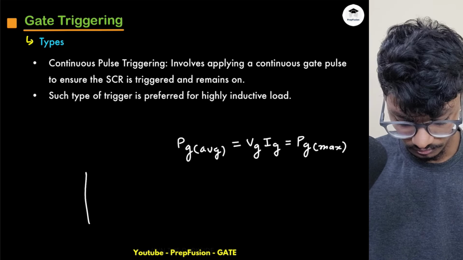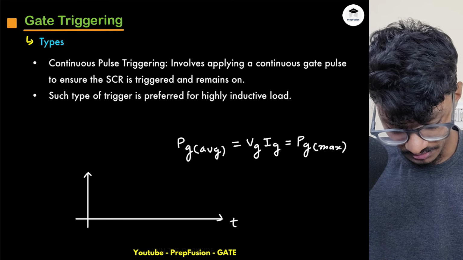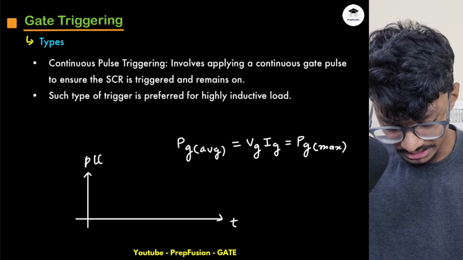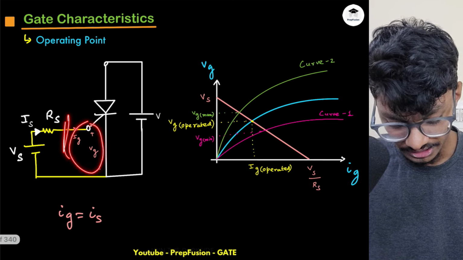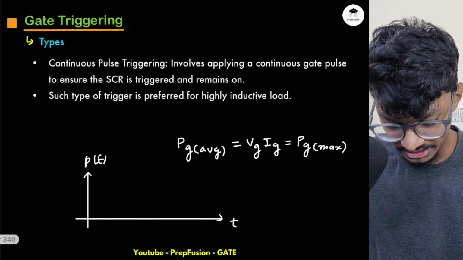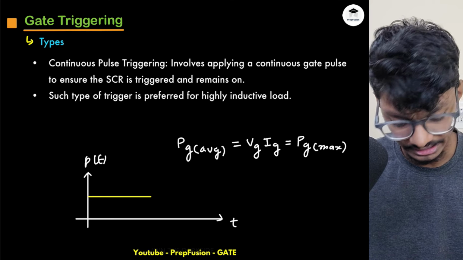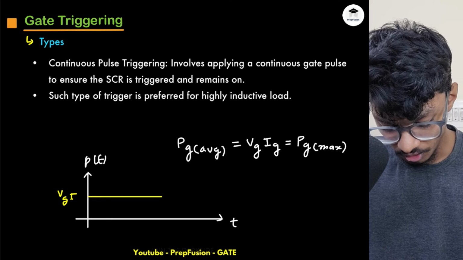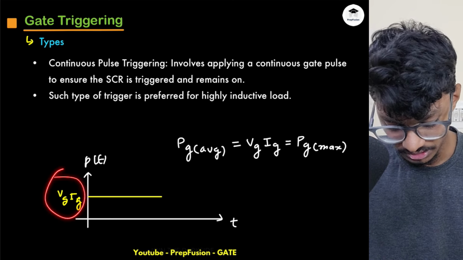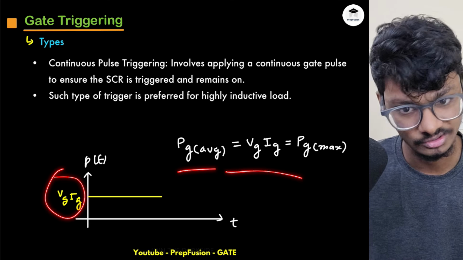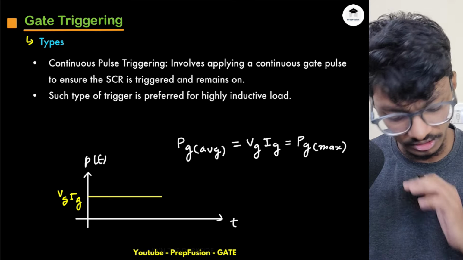I will explain what is the instantaneous power, this P of t, that is taken by the gate, not due to the source resistance. It is VG into IG, right? So this VG into IG is always present. I am not removing this gate. So what will be the average power? It will be simply VG into IG, because it is constant, just similar to DC power. I am not removing any gate pulse.